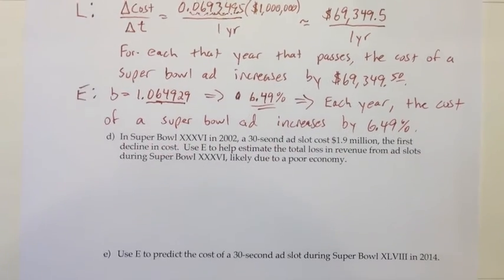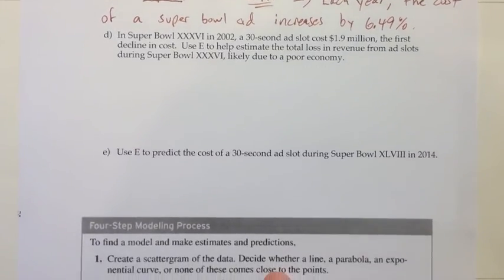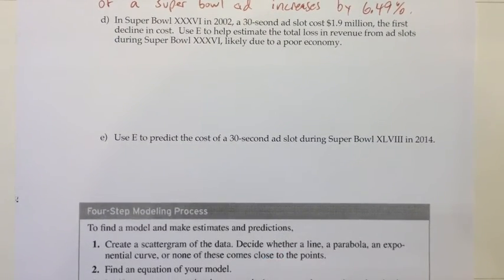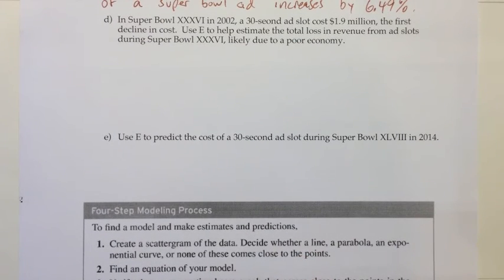Alright, so now at this point, we're going to finish off with a couple more, and you're going to see that they finally are kind of on board with us that the better one to make predictions with is E, and so they're going to ask us to use E for both of these last ones. Alright. So let's read through part D. In Super Bowl, let's see, Roman numerals, that would be 36. In 2002, a 30-second ad cost $1.9 million, and that was the first decline in cost. Use E to help estimate the total loss in revenue from ad slots during Super Bowl 36, which was likely due to a poor economy that year.